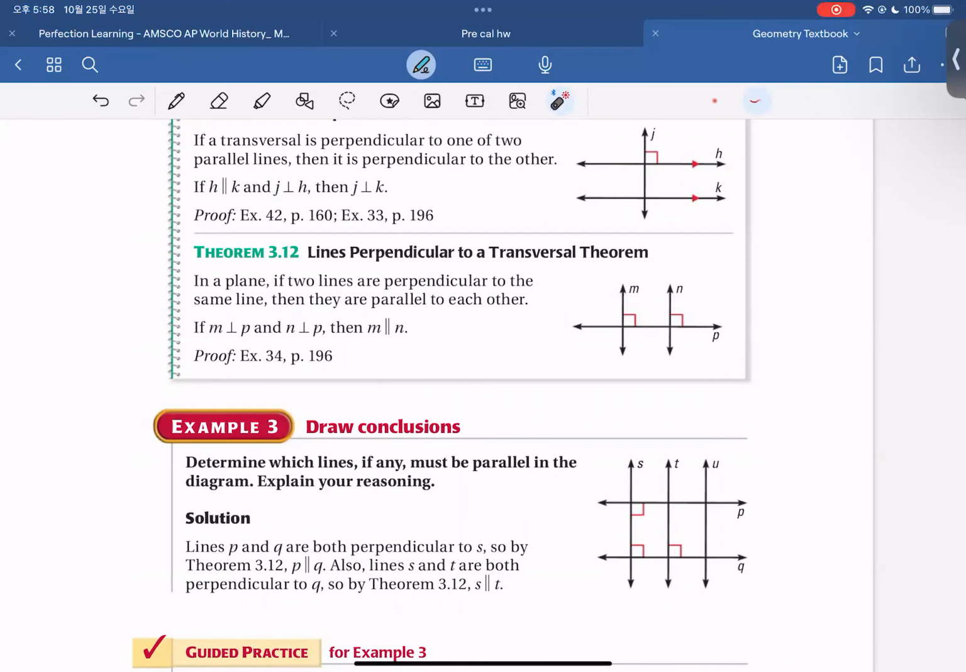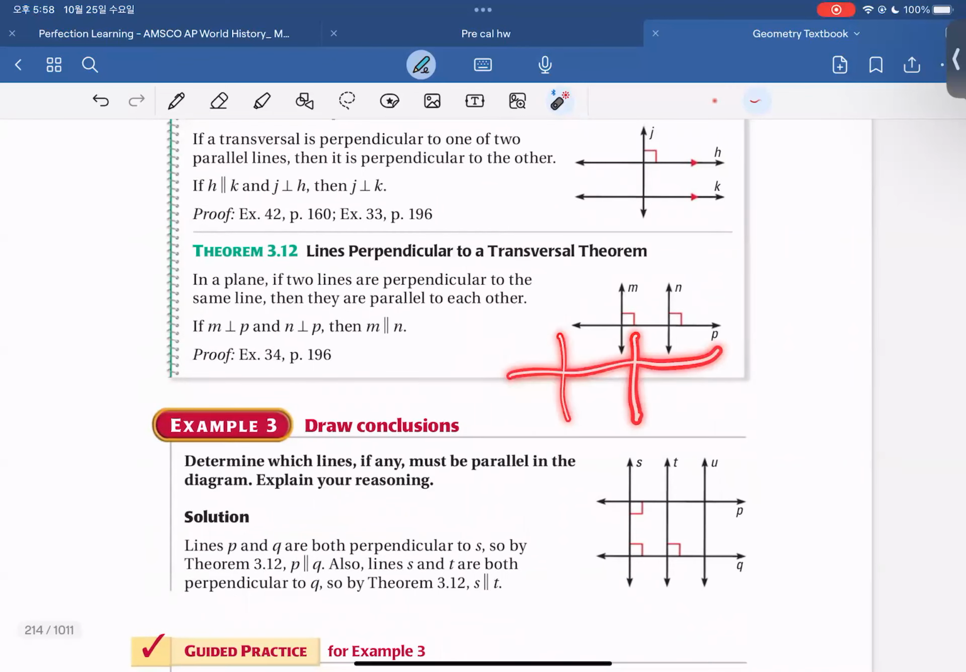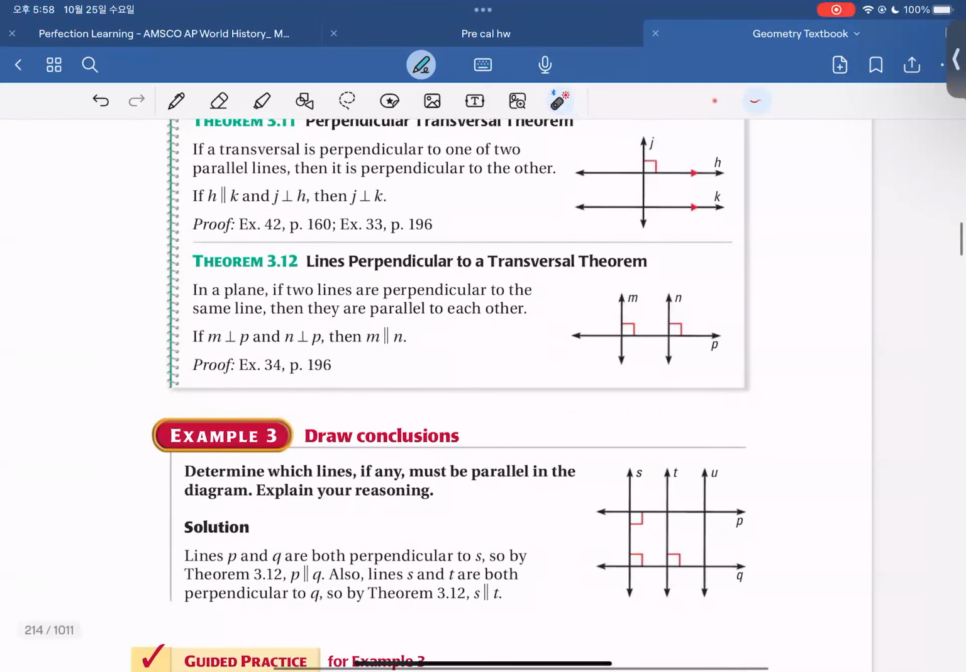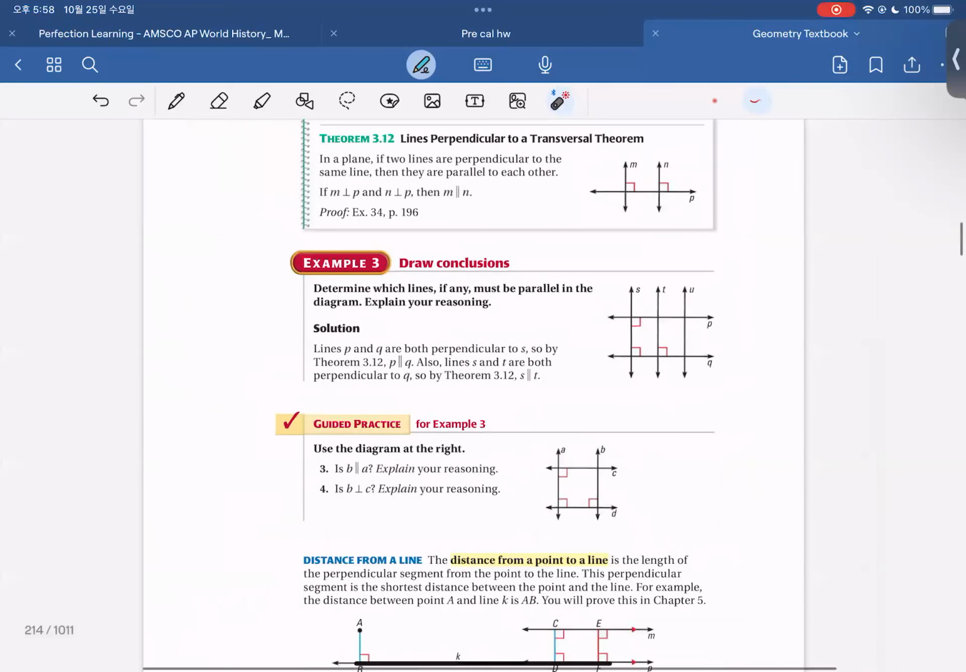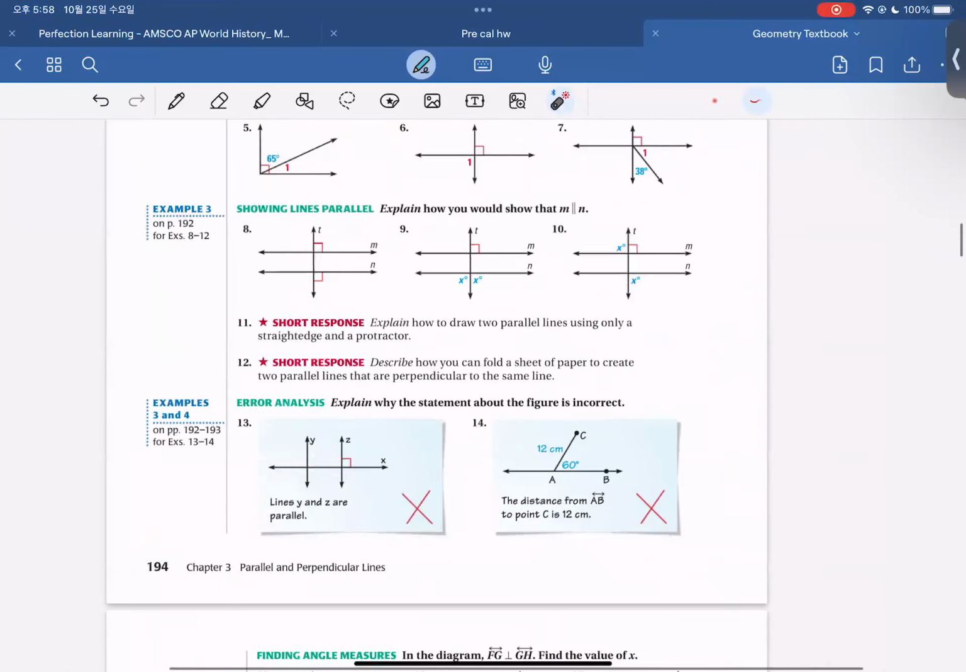And now looking at the lines perpendicular to a transversal theorem. In a plane, if two lines are perpendicular to the same line, then they're parallel to each other. So here we can tell M and N are parallel. This was the last. So let's look at number 10.